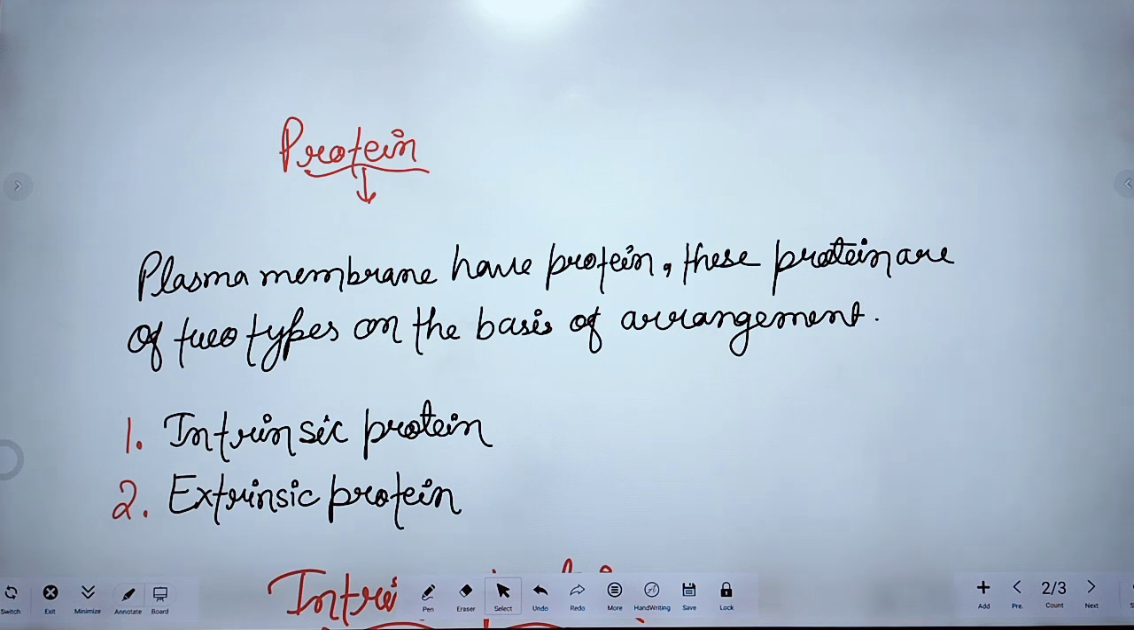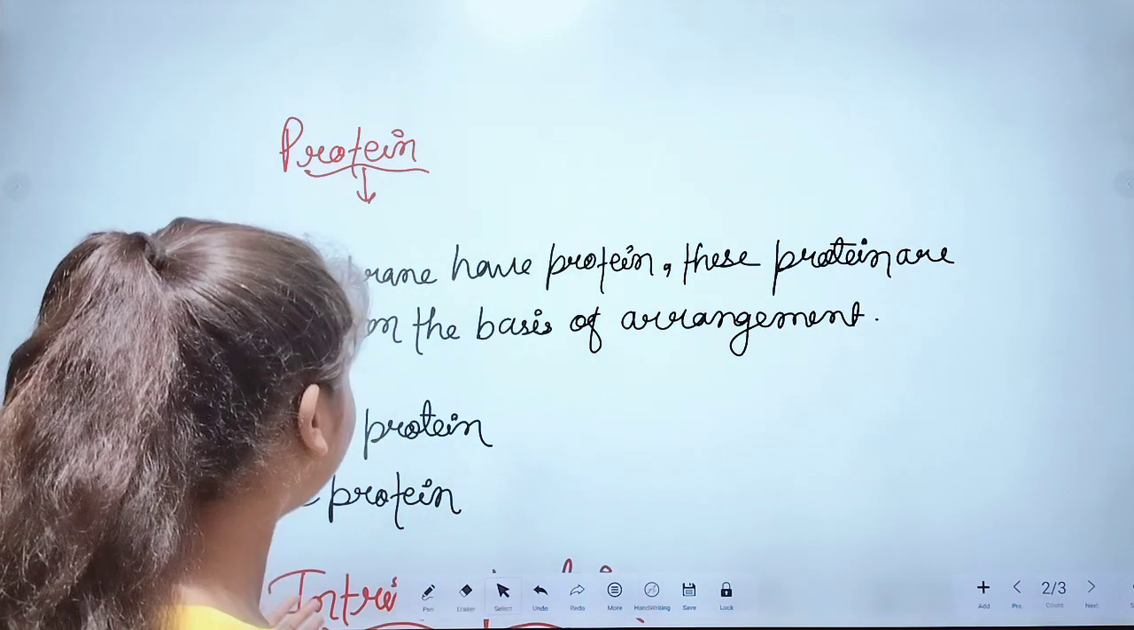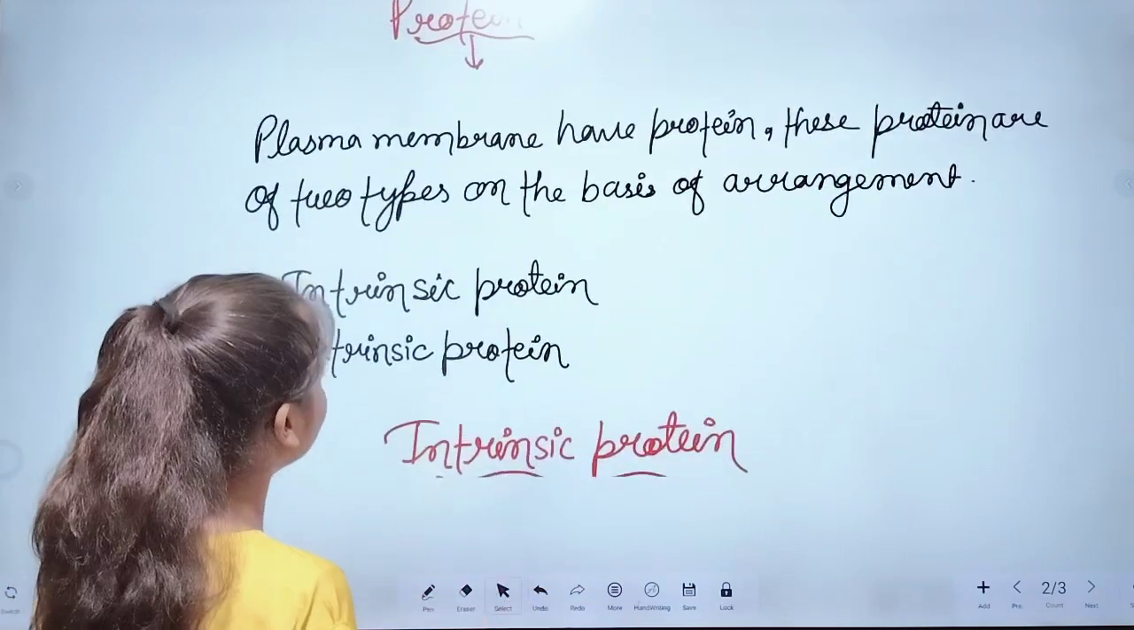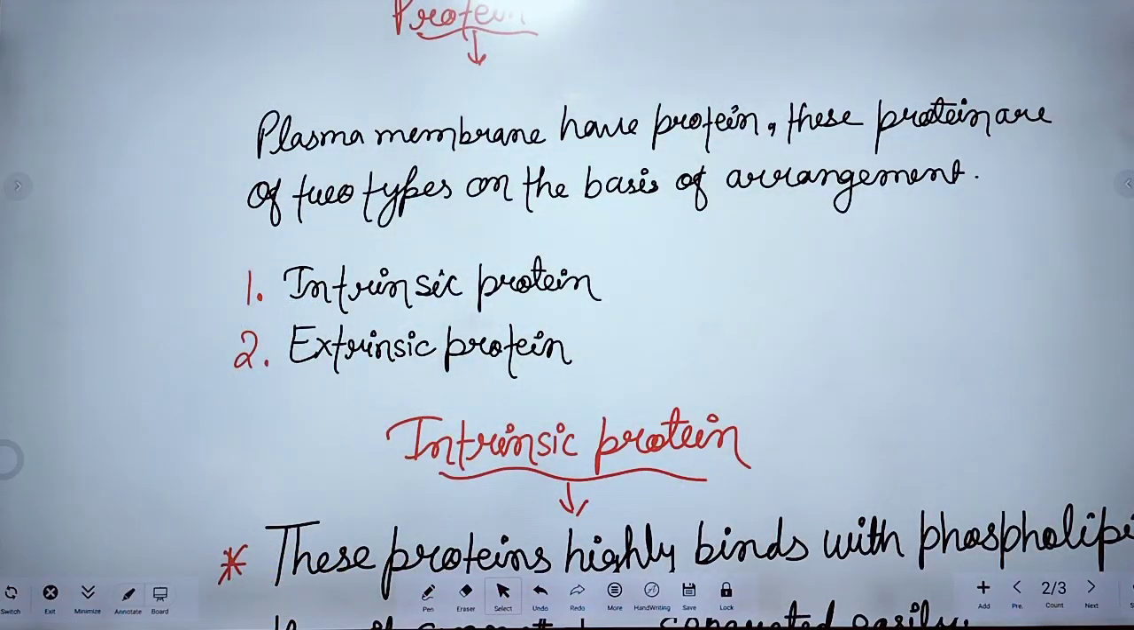Now these proteins are of two types on the basis of their arrangement. They are divided into two groups. The first one is intrinsic protein, and the second one is extrinsic protein. These are the two proteins divided on the basis of arrangement. So let's discuss the intrinsic protein.